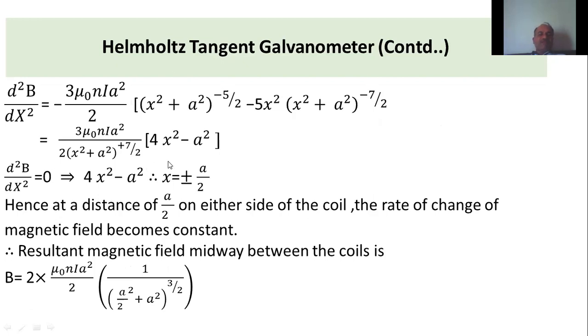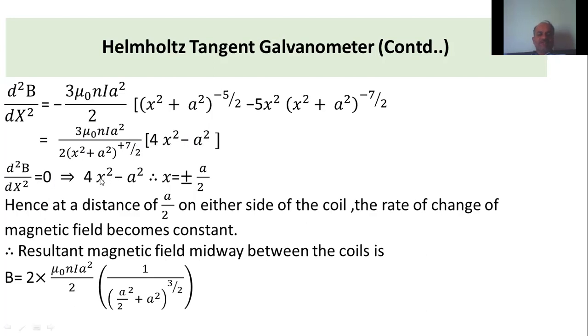And what happens on differentiating that part? That gives (4x² − a²) divided by (x² + a²) whole raised to 7/2. So this is after the second differentiation. For the condition that dB/dx is uniform, d²B/dx² should be equal to 0. As this thing cannot go to 0, we keep 4x² − a² equal to 0.